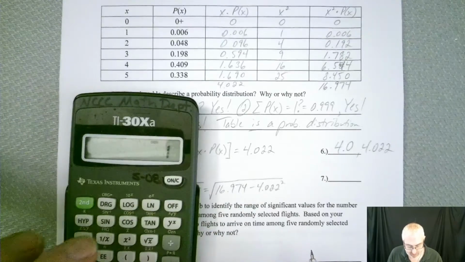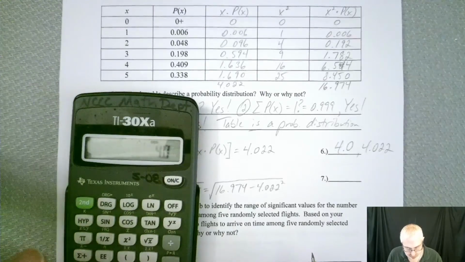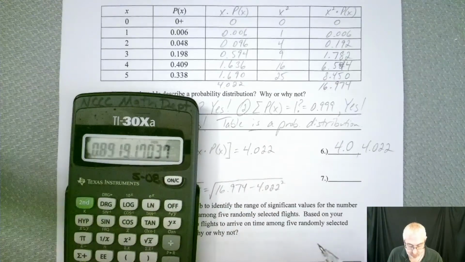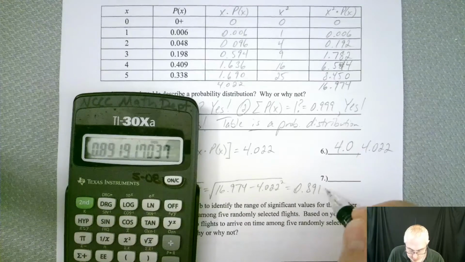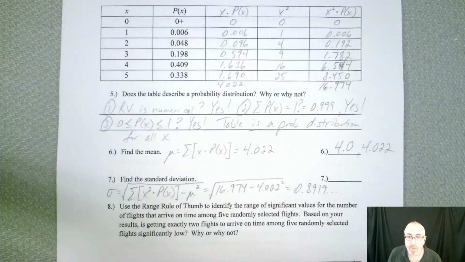So we've got 16.972 minus 4.022 squared equals, and then we want to take the square root of that. So I'm just going to jump right to the square root. So 0.8919 and so on.